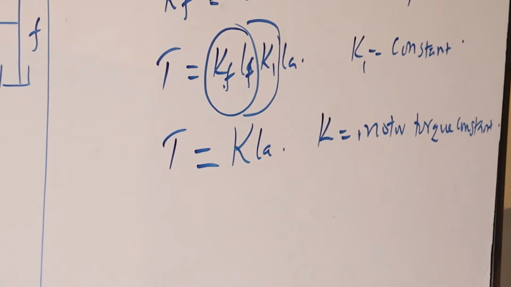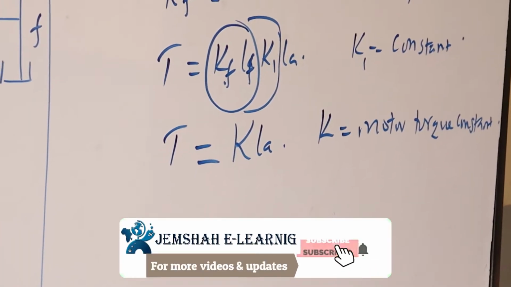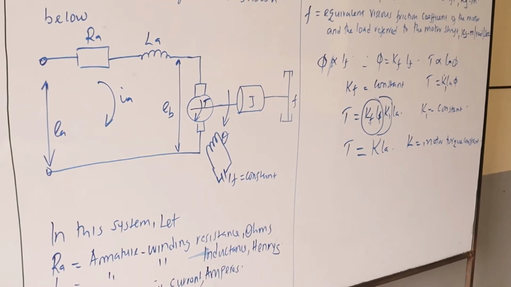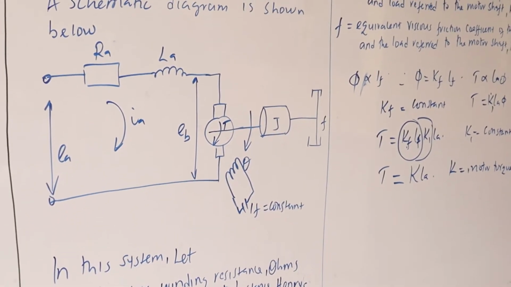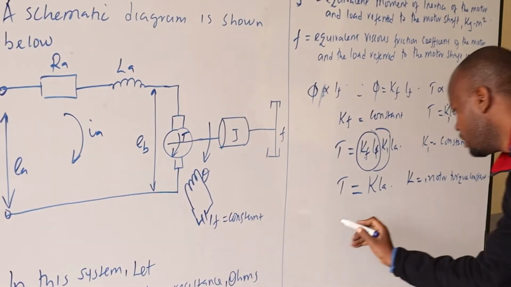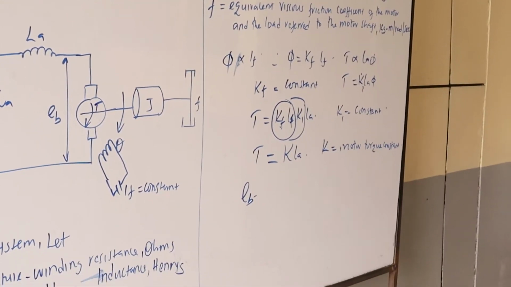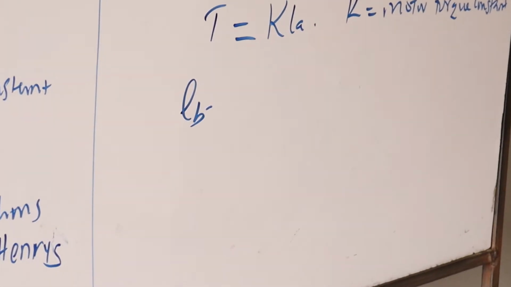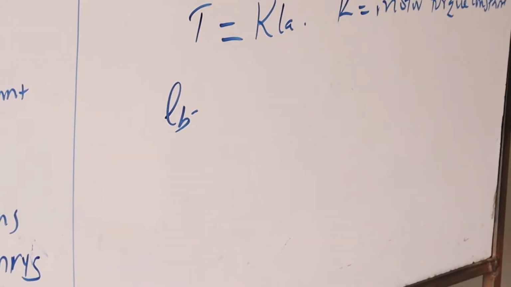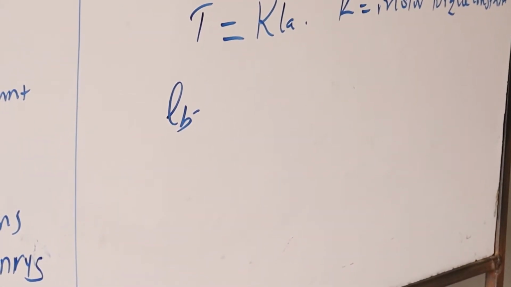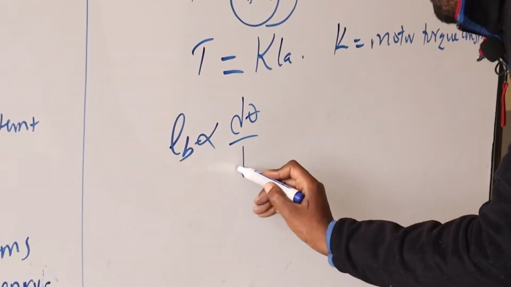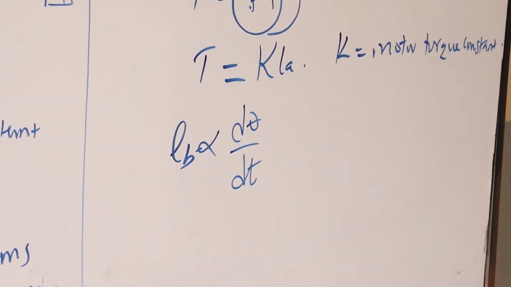Then whenever the armature is rotating, a voltage proportional to the product of the flux and the angular velocity is induced in the armature. And this will happen if we have a constant flux. The induced voltage EB is directly proportional to the angular velocity, d theta over dt.